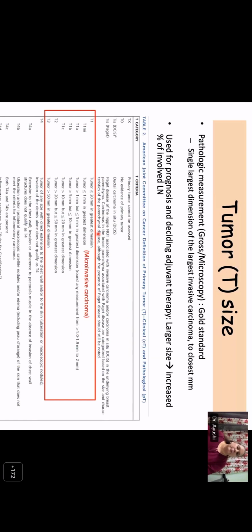The important part here is the T size. The gross or microscopic evaluation of the measurement of the tumor is the gold standard, and the single largest dimension of the largest invasive carcinoma we have to measure to the closest mm, because the largest dimension is the crucial factor for the TNM staging. We stage the tumor T1, T2, T3 depending on the grossly identified size or microscopic size of the largest tumor.